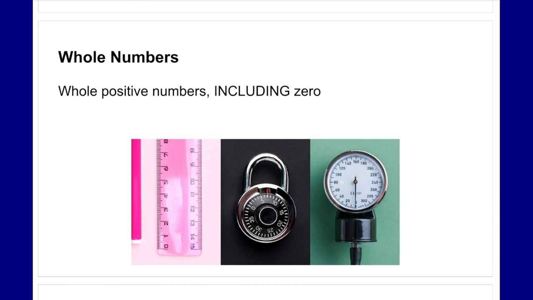So you can think of a ruler going from zero, counting the centimeters, specifically the centimeters, and we'll talk about why. 0, 1, 2, 3, 4, 5. Think of a lock, 0, 1, 2, 3, 4, 5, and so on. Think of an air pressure cuff, 0, 1, 2, 3, 4, 5, and so on. So whole numbers are all the positive whole numbers, and zero.